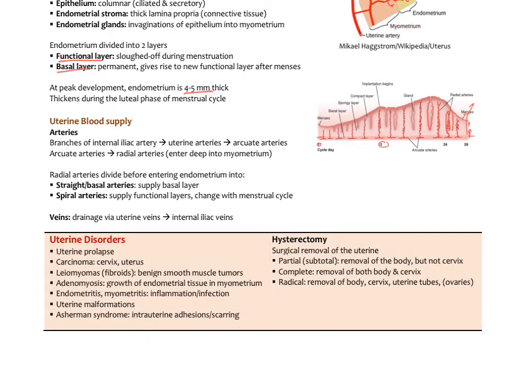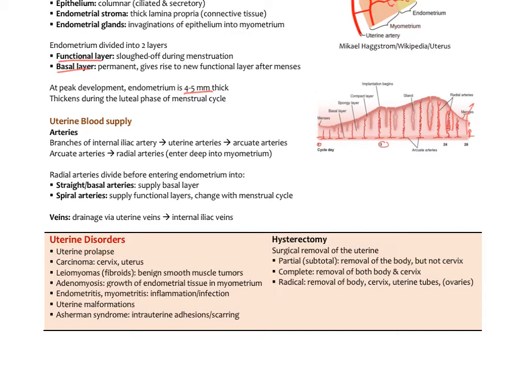Now, different uterine disorders, again, this is more covered in gynecology, which we won't be covering in endocrinology. If you're in an acupuncture section watching this, this will be covered in a separate video. But uterine disorders like uterine prolapse, there's carcinoma of both the cervix and the uterus, leiomyomas, also known as uterine fibroids. These are benign tumors of the myometrium, the smooth muscle. Adenomyosis is growth of endometrial tissue into the myometrium. And then endometritis, myometritis, this is inflammation or infection of the endometrium and myometrium.